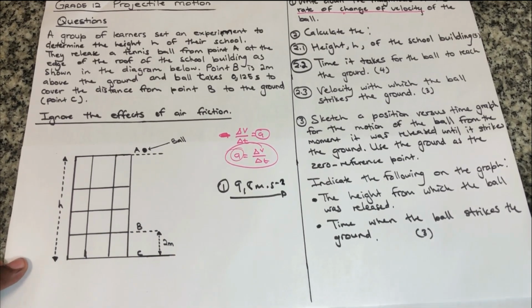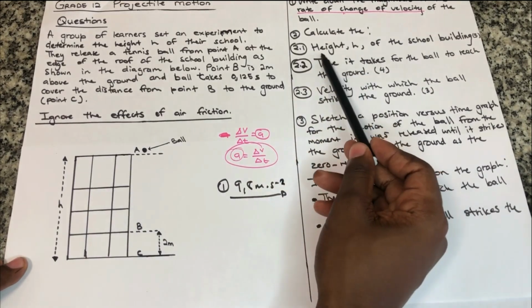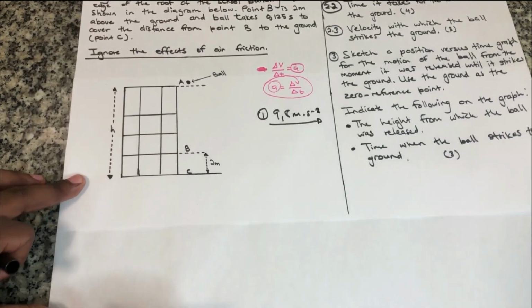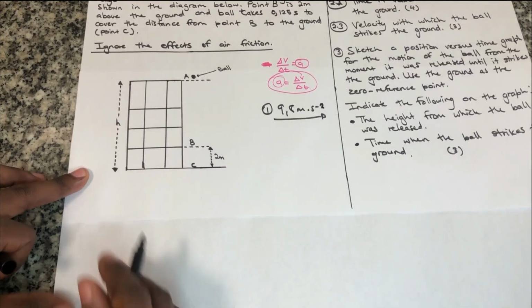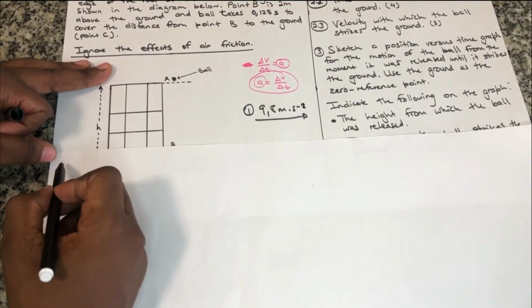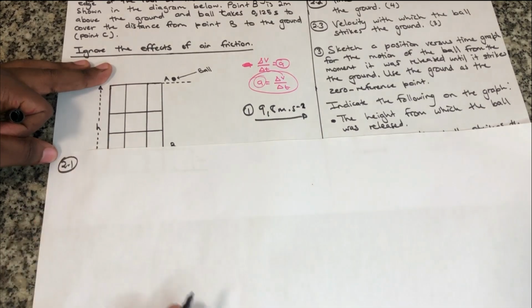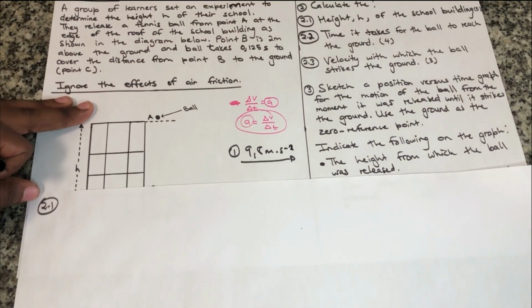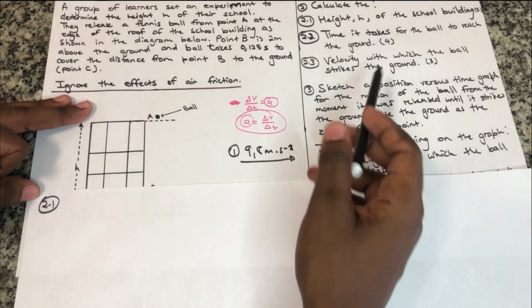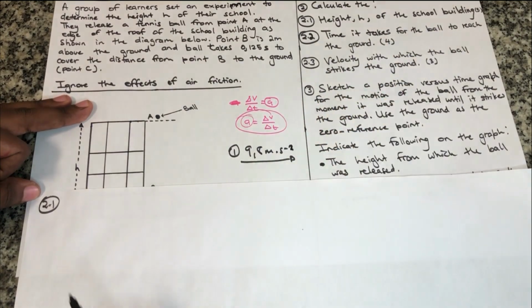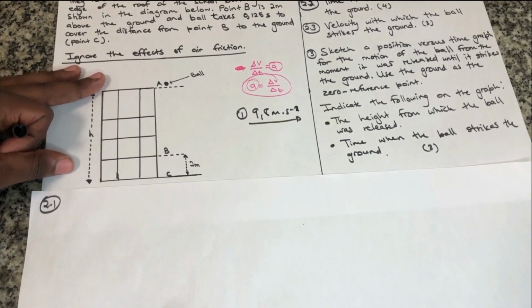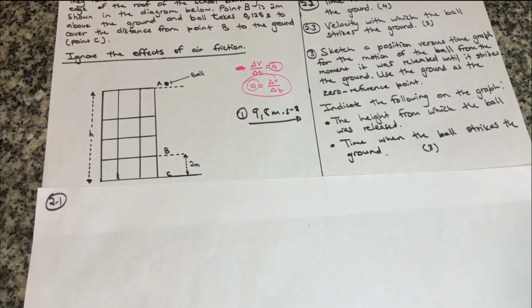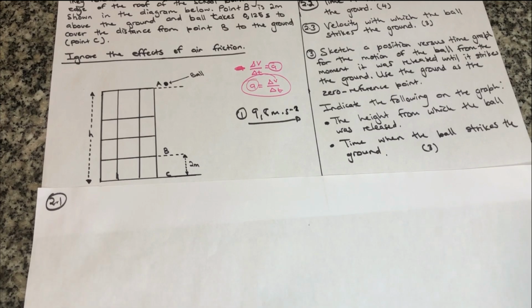Number two says calculate. So moving to 2.1 now. Let's just write 2.1 here. We have to calculate the height of the school building. Let's work on that one, guys. How can we calculate the height here?